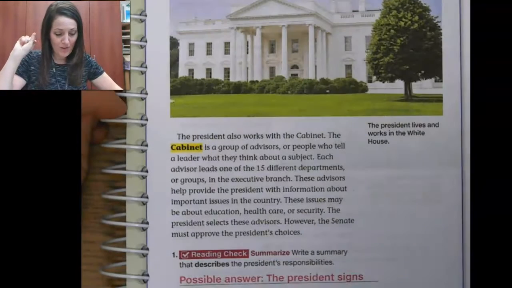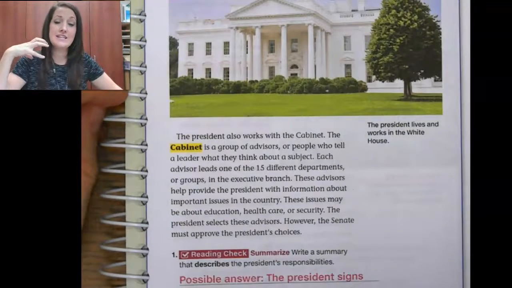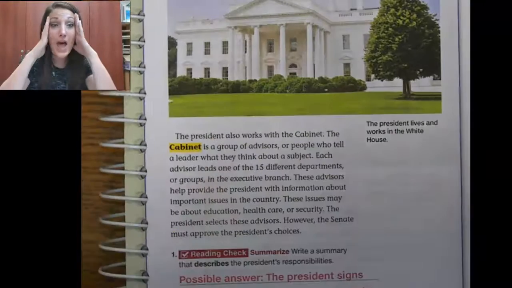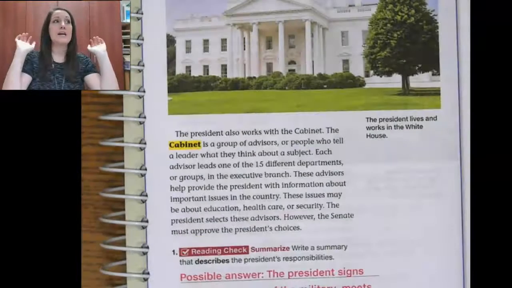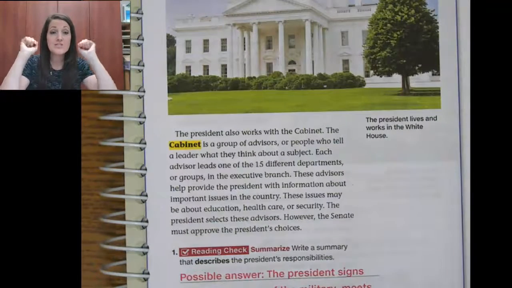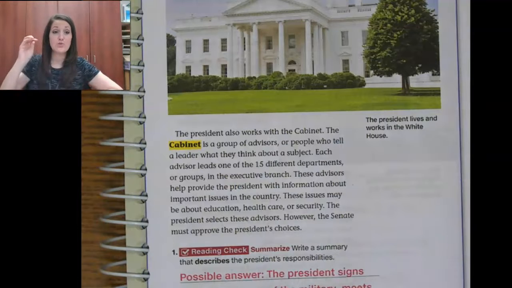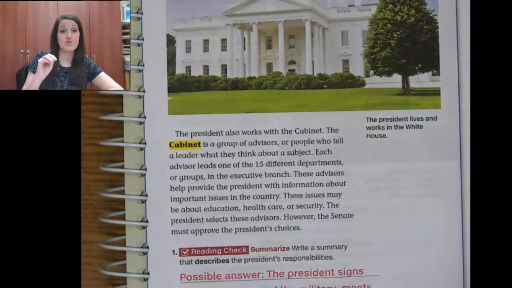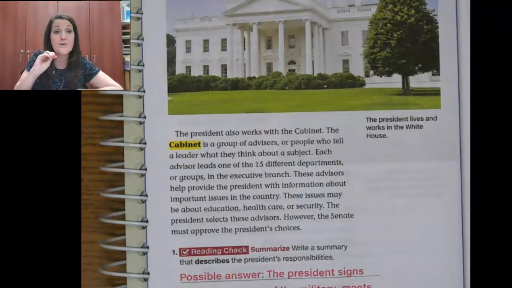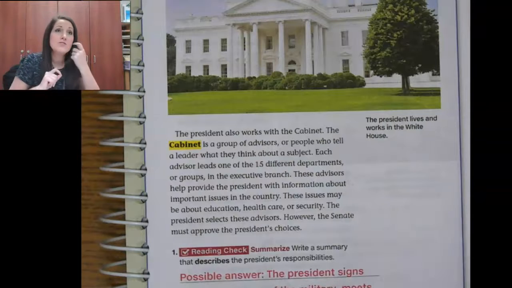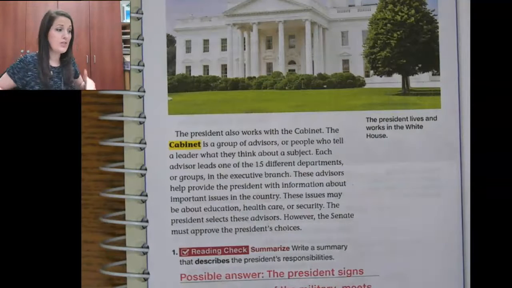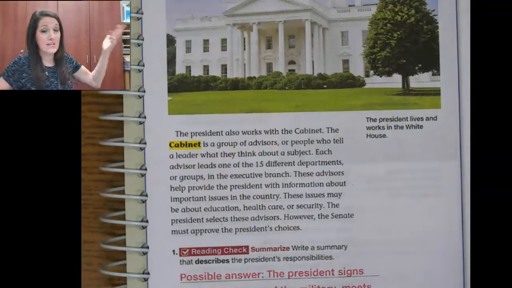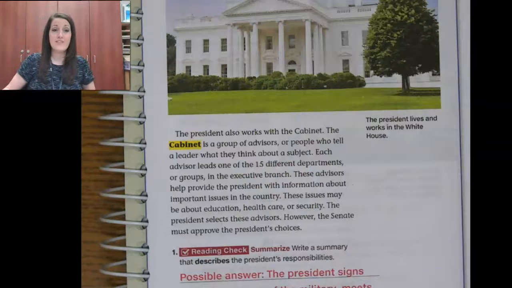All right. But this is a good thing that he has a cabinet, because the president can't know everything and can't be an expert in every subject. So when it comes to education, they have somebody who's supposed to specialize in education, who knows a lot about it, who can spend all their time. I'm just going to deal with education. So when they're like, hey, what's going on with the schools with coronavirus, they can go to that person, or they have like a health person.